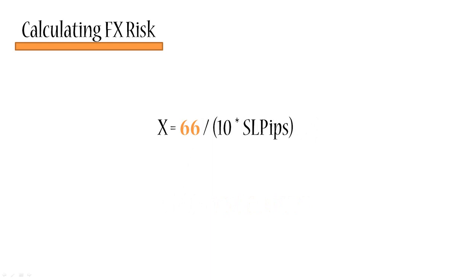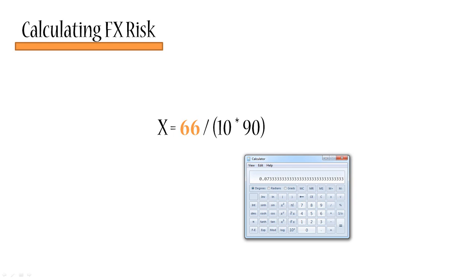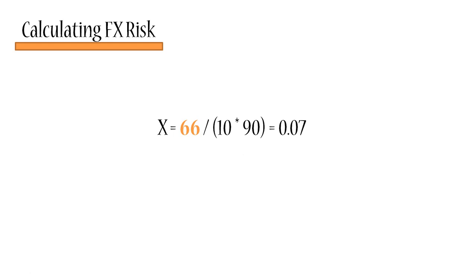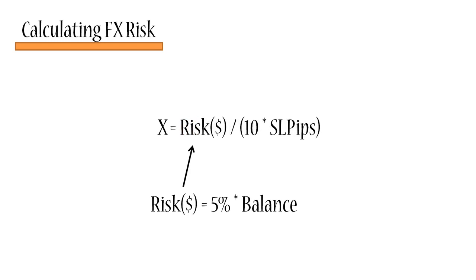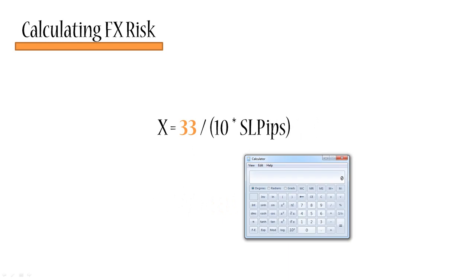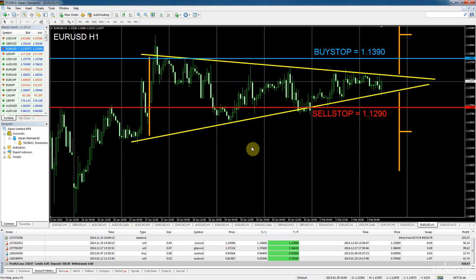Now all we have to do is enter the number of pips in our stop loss, which is about 90 pips. So that gives us 66 divided by 900, which is approximately 0.07 lots. Now let's perform the same calculation, but for the buy order. We're willing to risk less, about half as much, so 5% of our balance, and that's about $33. Doing this calculation, 33 divided by 900, because the distance of the stop loss is exactly the same, gives us about 0.036, which is approximately 0.04. So let's put that in, 0.04 lots.